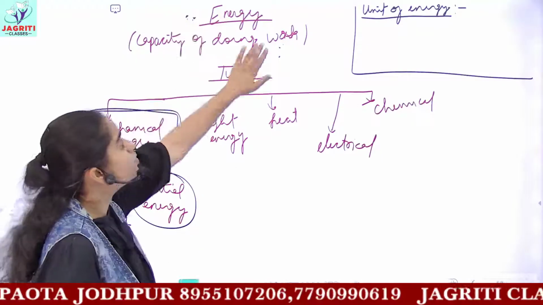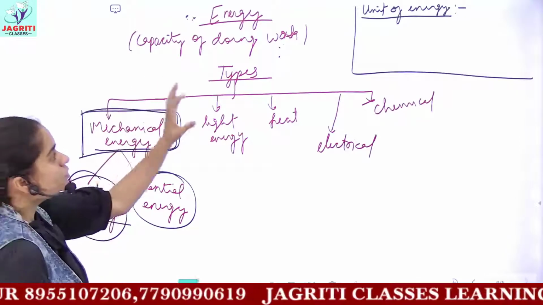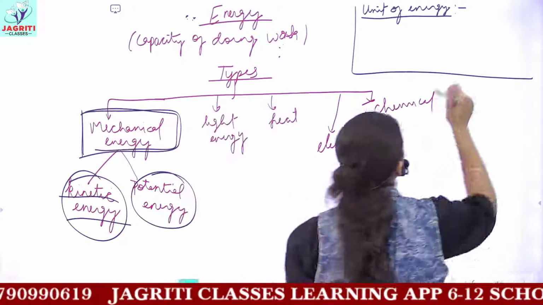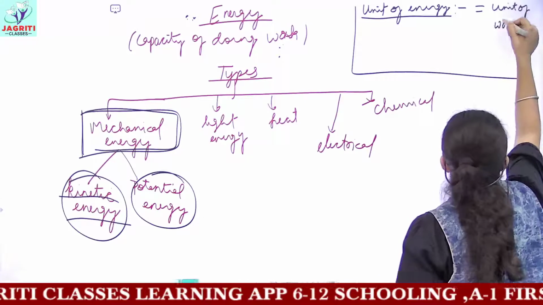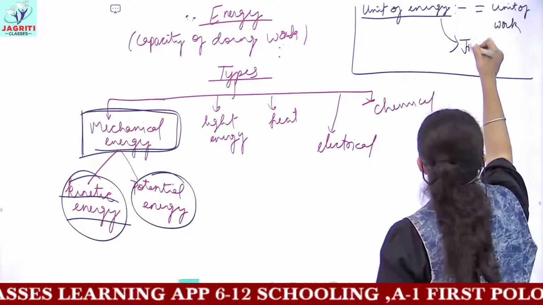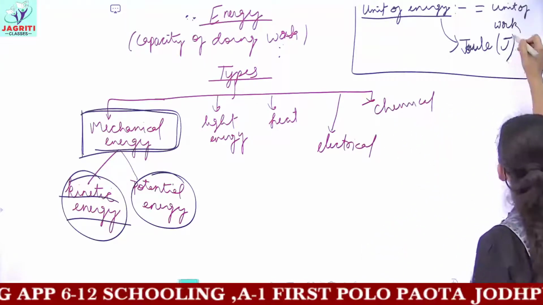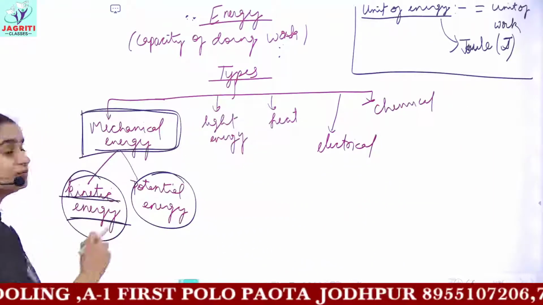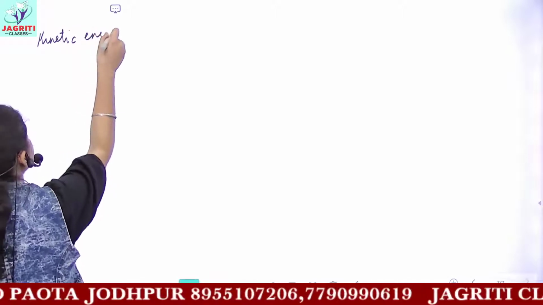So you have these two related quantities or related parameters with you, energy and work. Because these two things are related or dependent on one another, the unit of energy is same as the unit of work. That is, the unit of energy is also joule, which is represented by capital J. So this joule is the unit of energy. Now we'll be starting with the first kind of energy, which is kinetic energy. So we'll be doing kinetic energy.